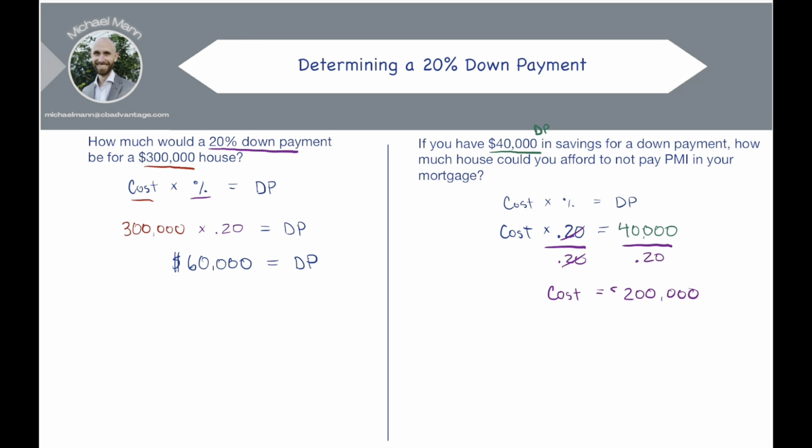So if you were looking at buying a home and you have $40,000, you should be looking at houses close to $200,000. Now, obviously, you can look for houses higher or more or less in value, depending on what your needs are. But you must understand that in order to calculate your down payment, you're just using that simple formula.